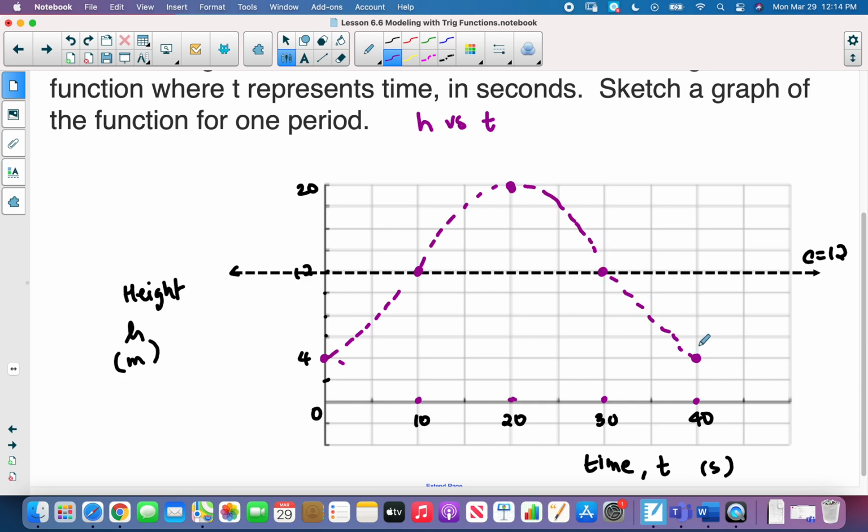So what does this graph model? This is a cosine function, right? Which starts not at the maximum, but at the minimum. Our amplitude is this distance here. Our amplitude is 8, right? And our period is 40 seconds. Our c value, this y equals 12 equation, is 12, and we have a negative cosine function because it starts at the minimum.